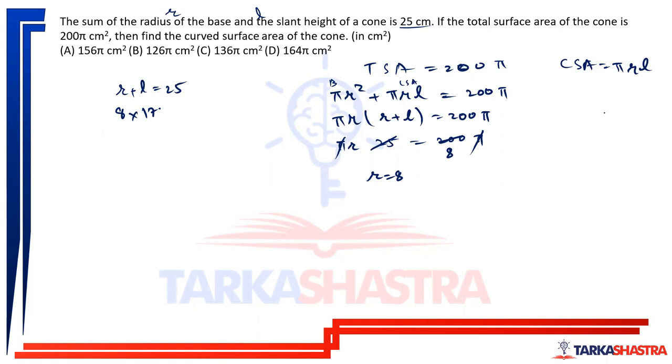Perfect. Curved surface area will be pi r l. So pi into radius 8, slant height 17. 17 8s are 136 pi. Simple.